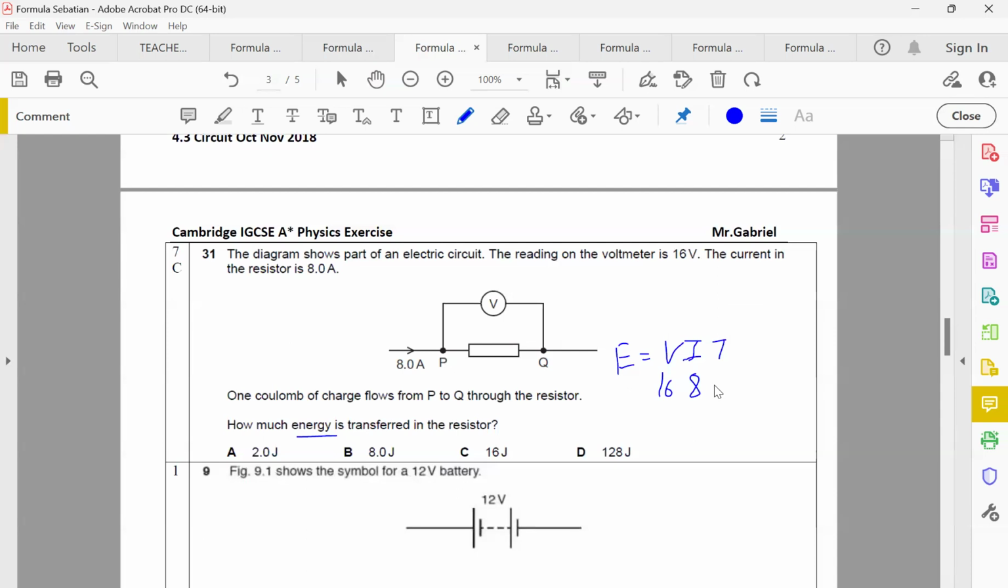Oh, I know already. You don't have the time, but you're given one more piece of information. Read the question properly. Oh, you get the 8 A, right? I think it's what is that word? This one. Coulomb, but I don't know. Coulomb. I don't know, same thing, whatever.